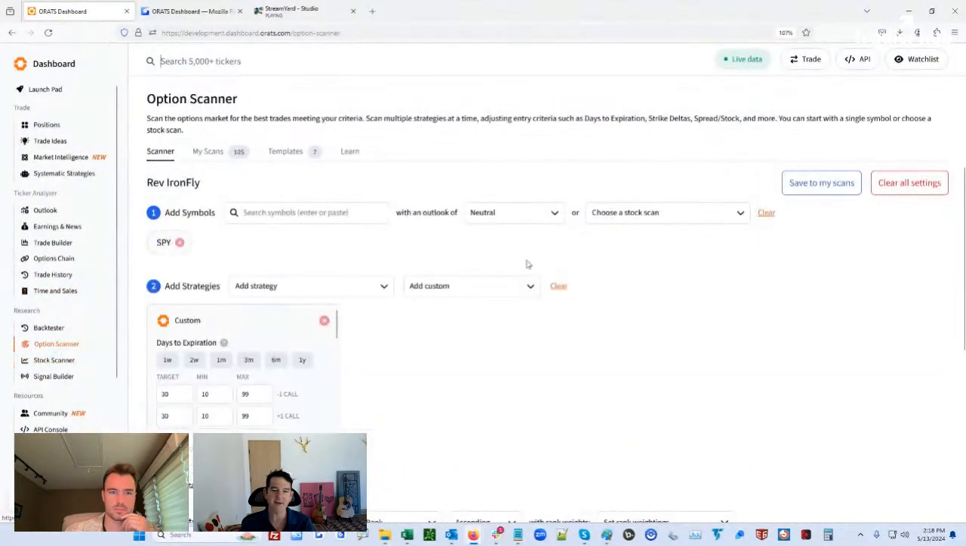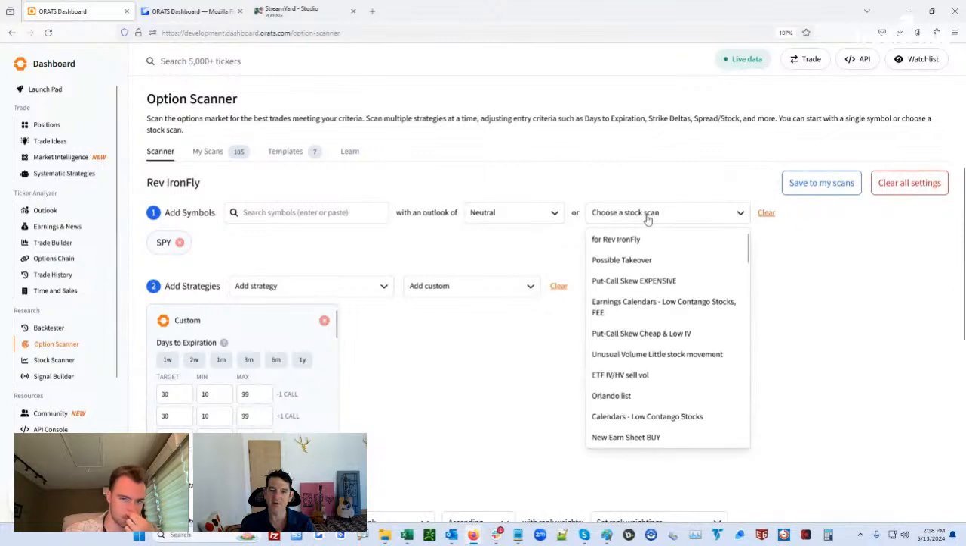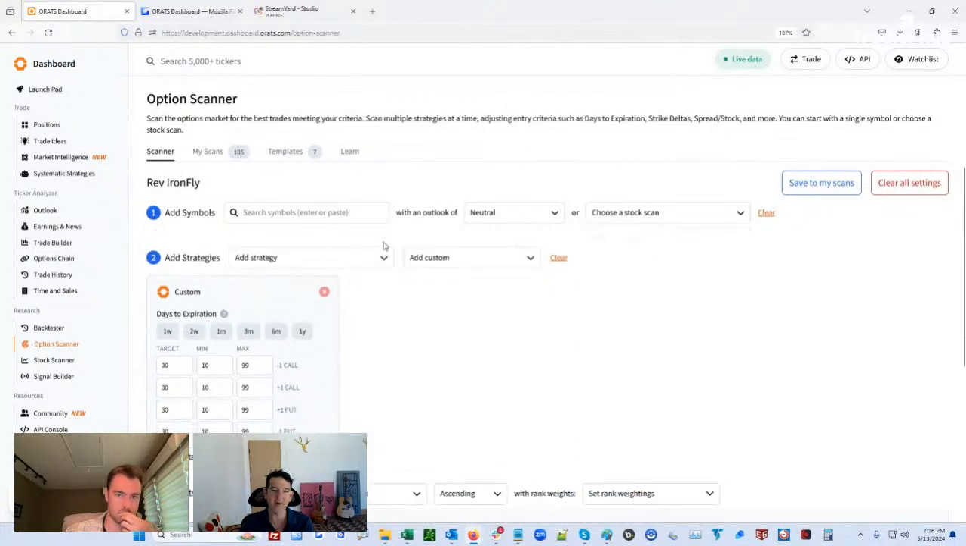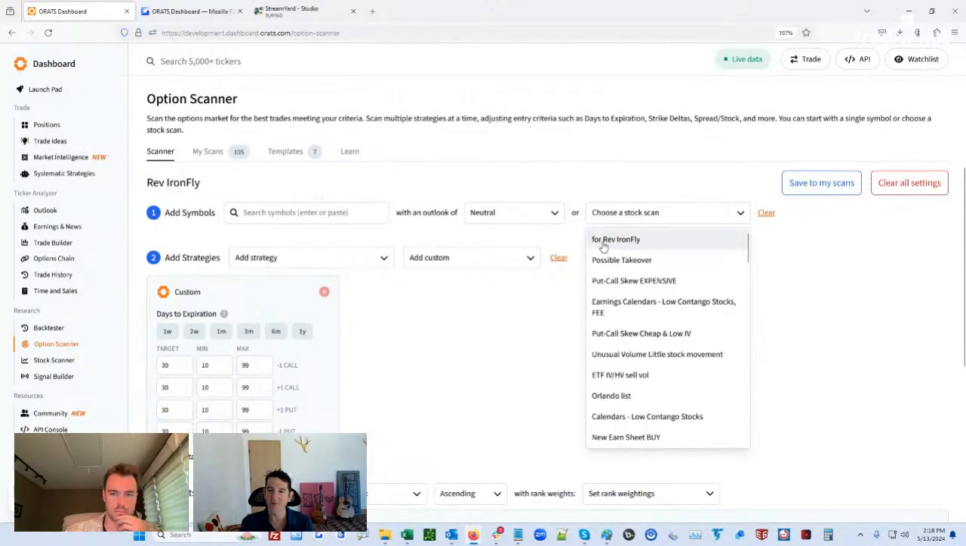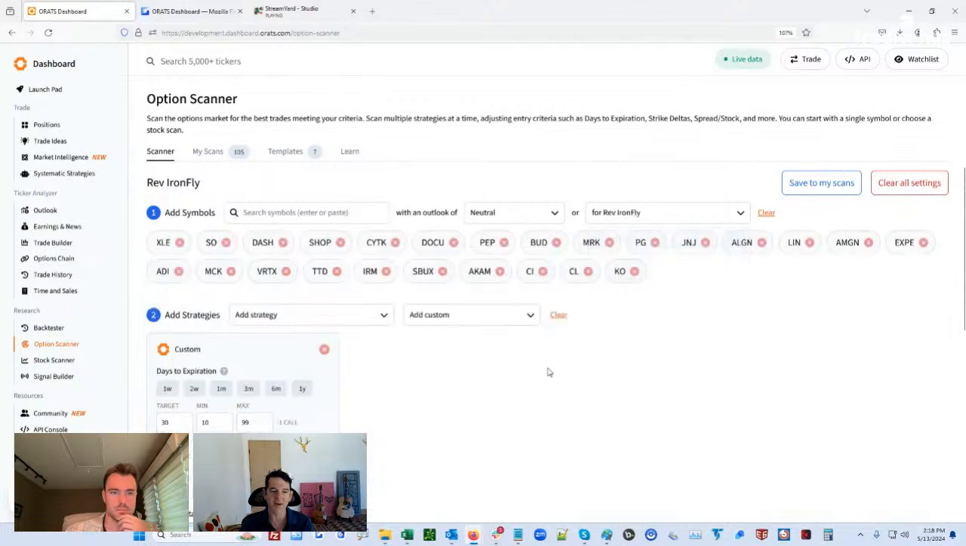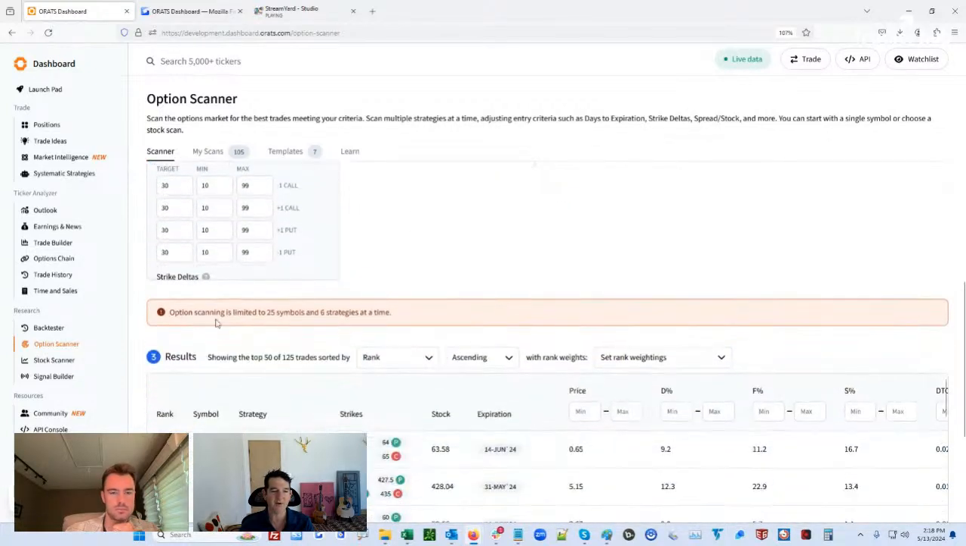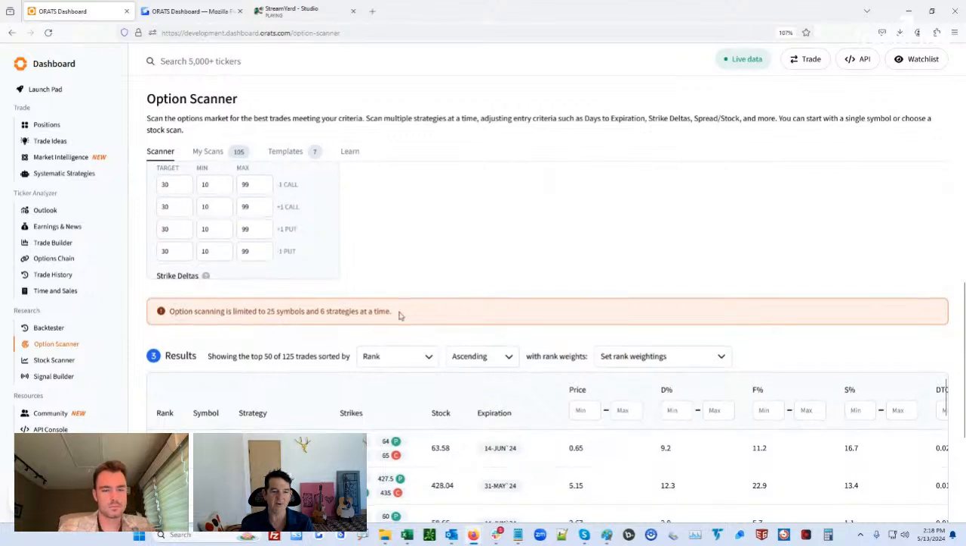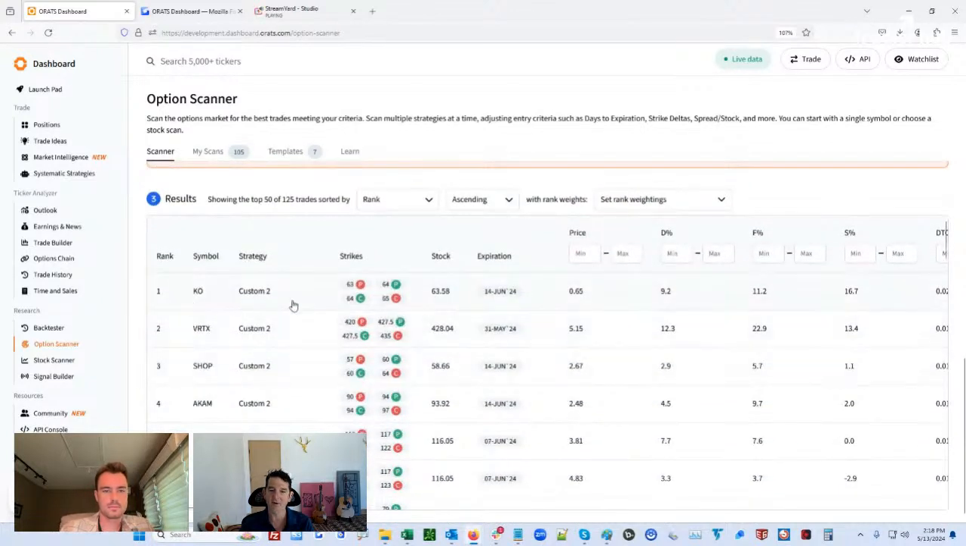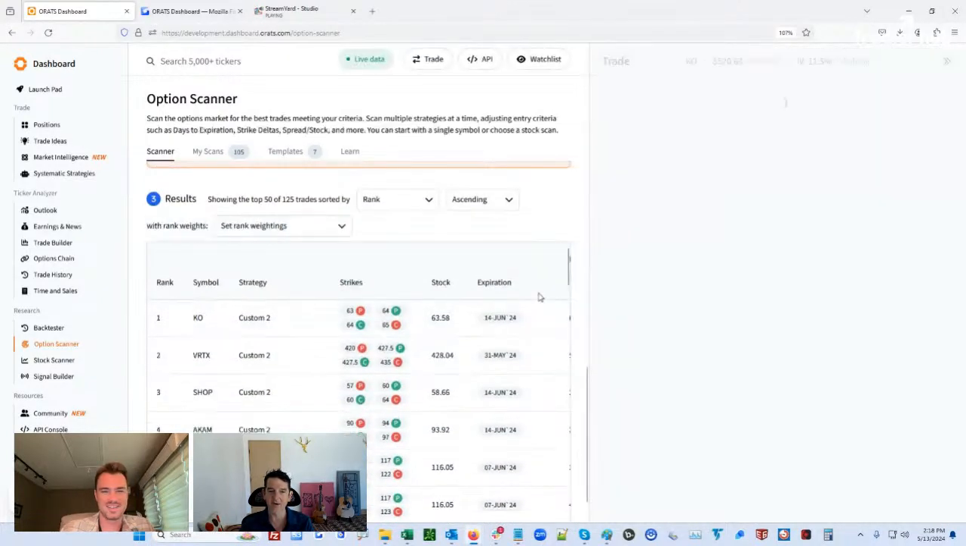Now we go over to the option scanner and then take out SPY and then choose that for the reverse iron fly. This is the reverse iron fly. And so there's Coke, it's just putting it in reverse order, but that's the top 25. Mm-hmm. So, yeah, and this is saying, hey, it's limited. That's fine. So now there's Coke. All right. There it is. Take a look at Coke.